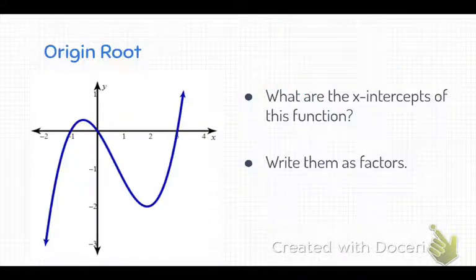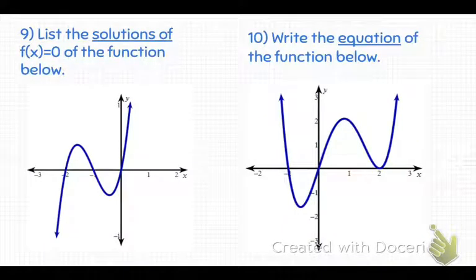So now we're going to look at the next four. Number 9 says list the solutions of the function below. Remember, my solutions are my zeros, my roots, wherever my answer is. So what are my roots of number 9? What are my solutions? X equals what? -2, -1, and 0. That's the answer. But I do have an origin root right there, so I need to remember it.